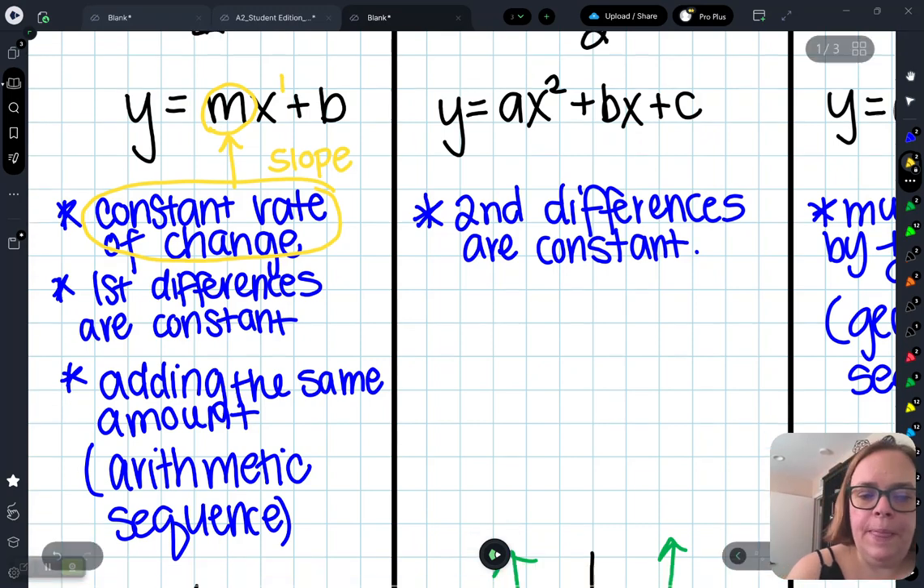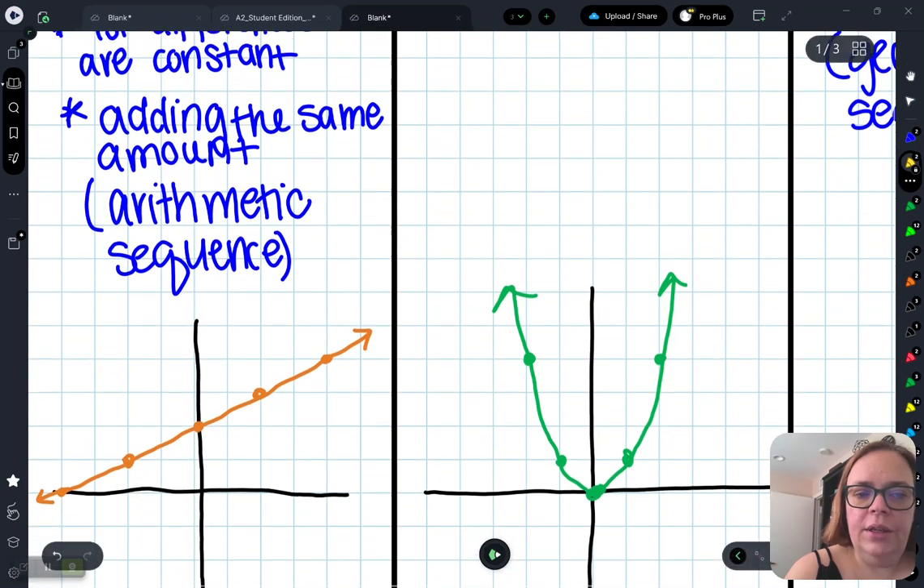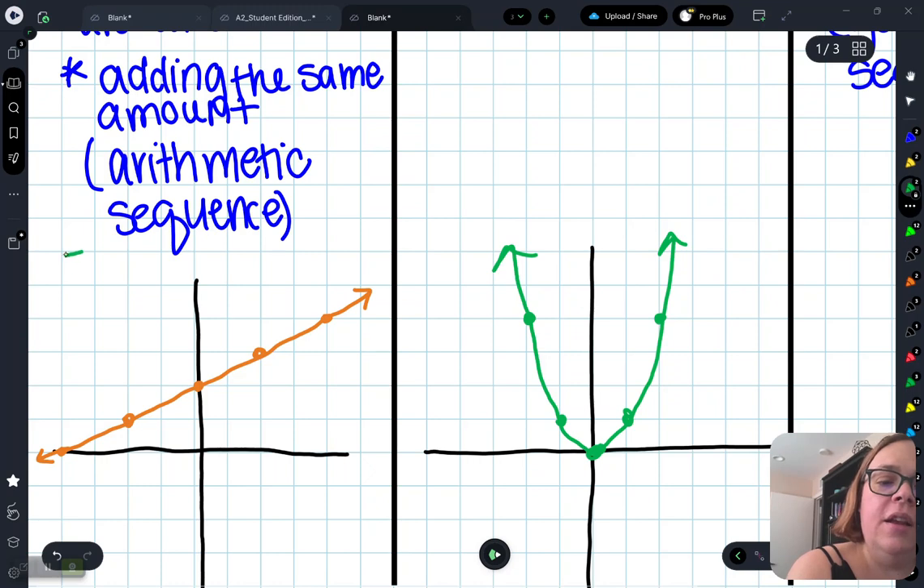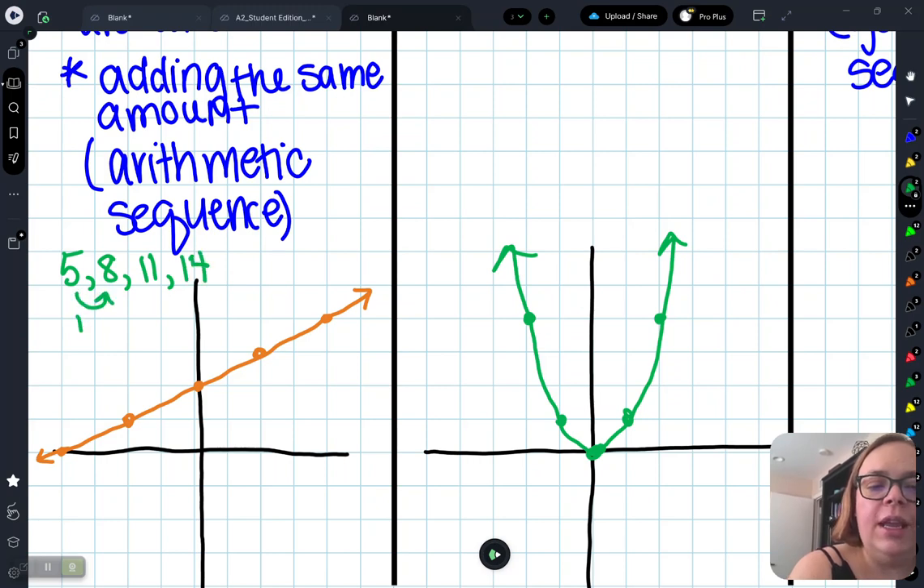Okay, and you can think of it as we're adding the same amount each time. So if you remember arithmetic sequences, such as like 5, 8, 11, 14, we're adding 3 each time. That's an arithmetic sequence. That's pretty much what's happening to your y values. You're adding by the same amount each time.